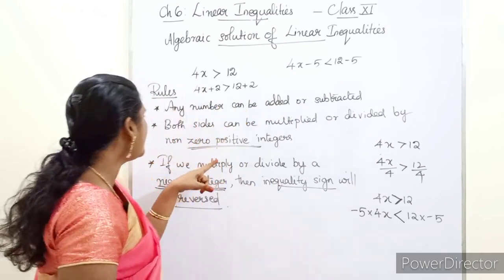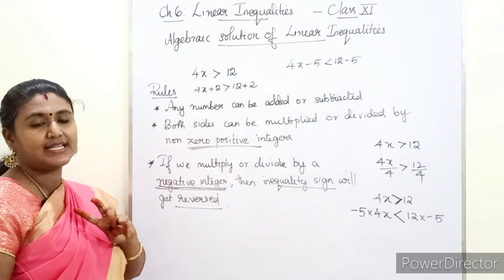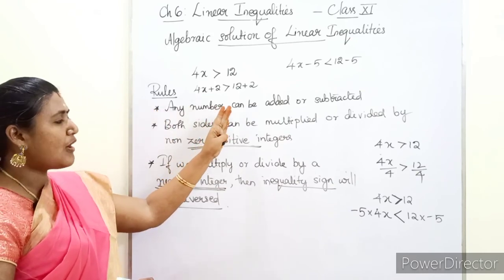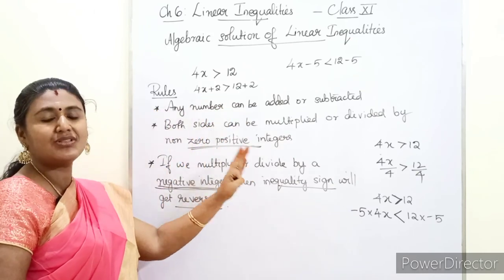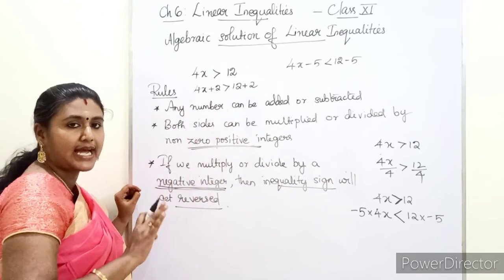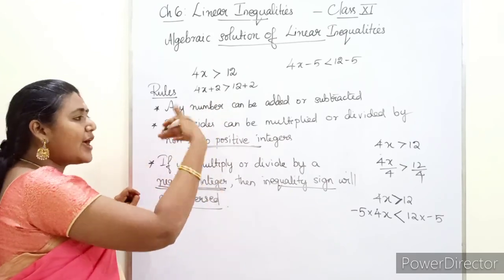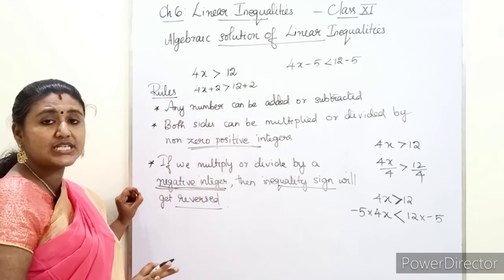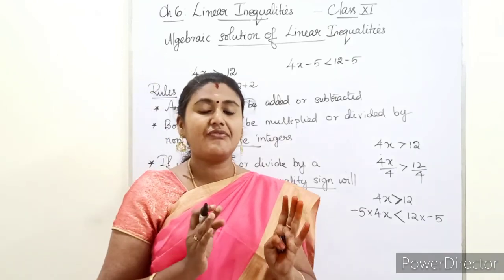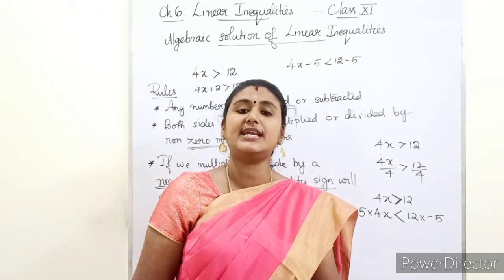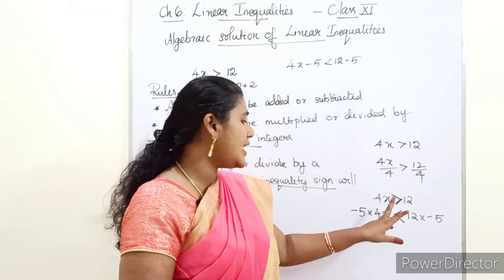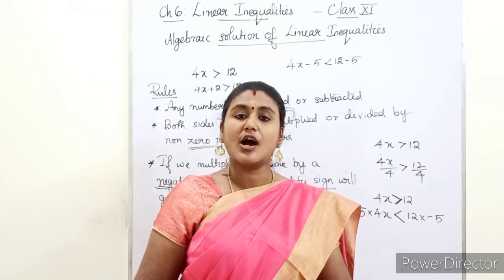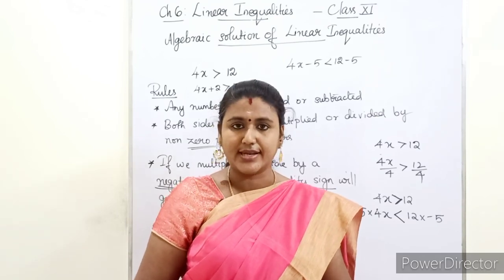In the other two rules, there is no change in the inequality sign. If we add or subtract any number on both sides, the inequality sign will not change. If we multiply or divide by a positive integer, then also the inequality sign will not change. Then when will the sign change? If we multiply or divide by a negative integer, in that case the inequality sign will get reversed. Now we will see a few example questions on how to solve a linear inequality.